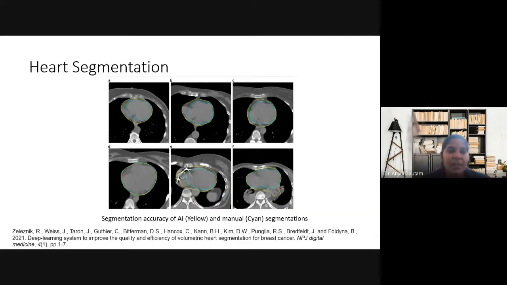Okay, and the other application area is heart segmentation. This is just a snapshot I have taken from a recent paper published in 2021. Whatever I have taken is from recent publications only, because what research is going on right now is the main focus.